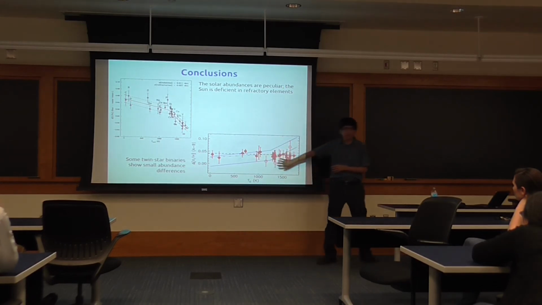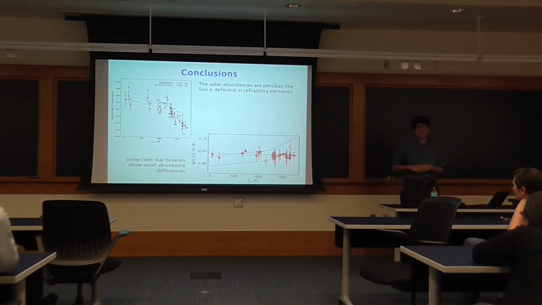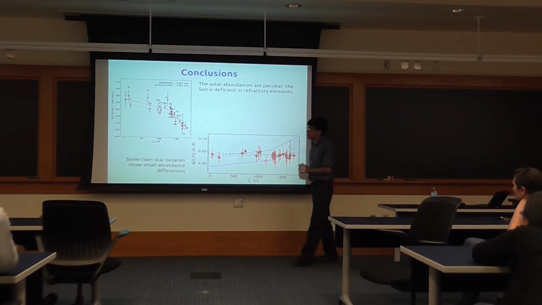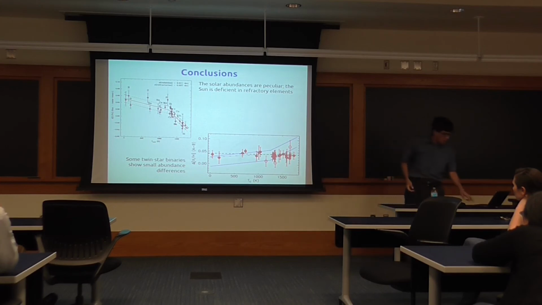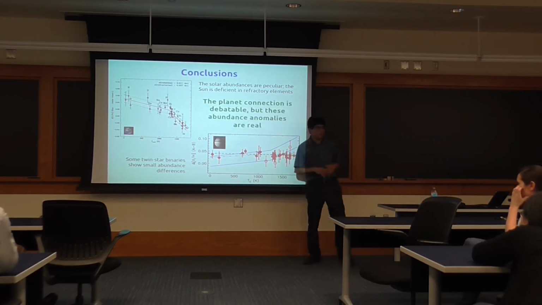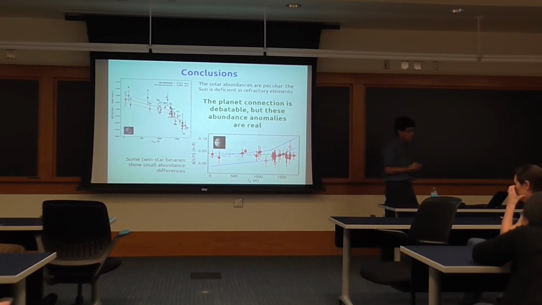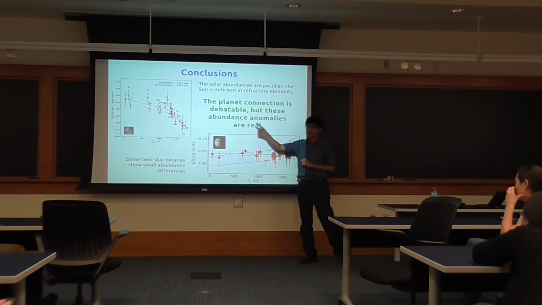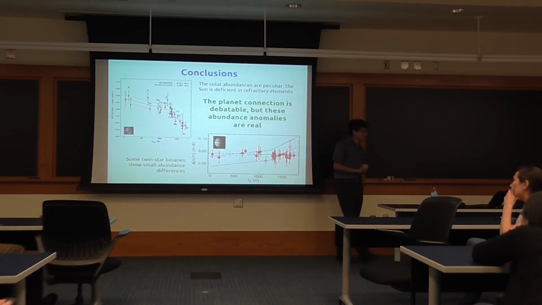There's no doubt also that binaries, some binaries at least, show chemical differences, even though we might expect them to have the same composition. So this is very solid. We need an explanation for this. Now we have an idea, which is that this is due to planet formation. In all fairness, it's a debatable connection that we're making, but don't forget that these things are real. We need to explain it somehow.